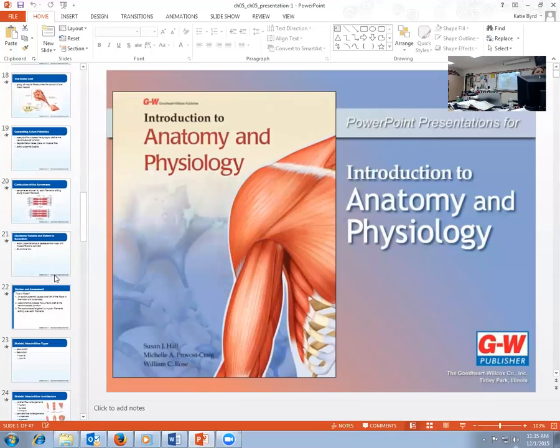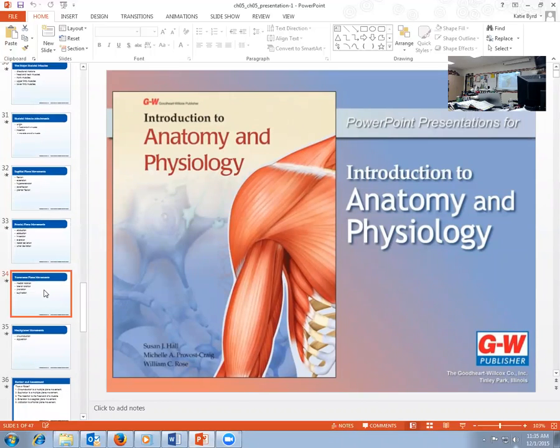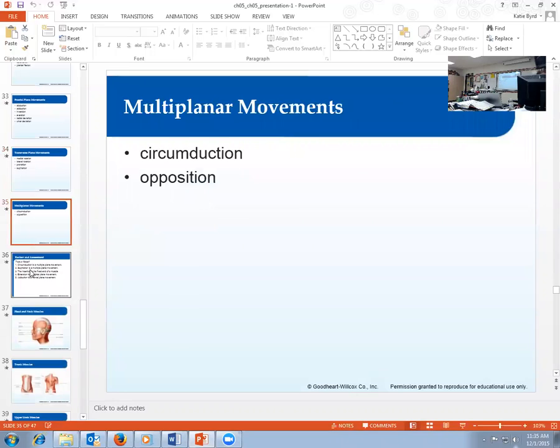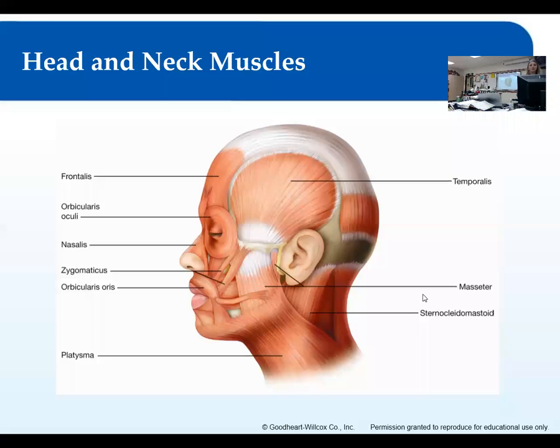Okay, so let's start. Go on to section 3. I'm going to go ahead and just tell you what I wrote on your PowerPoint, so you have a list there of the ones that you need to know. And a lot of these are associated with the bones as well, so you'll already be familiar with several.